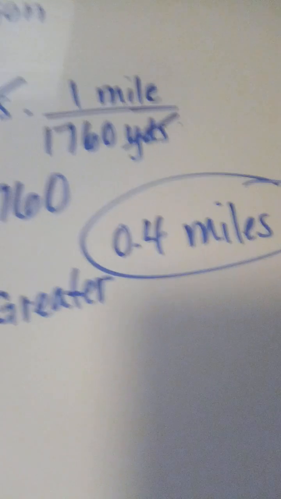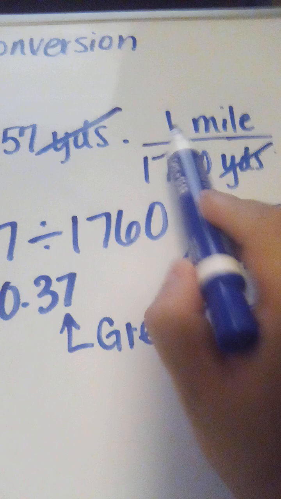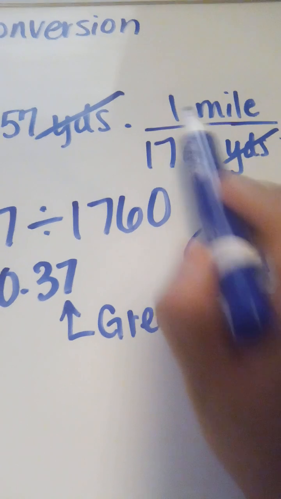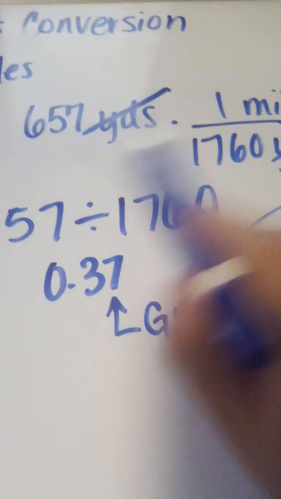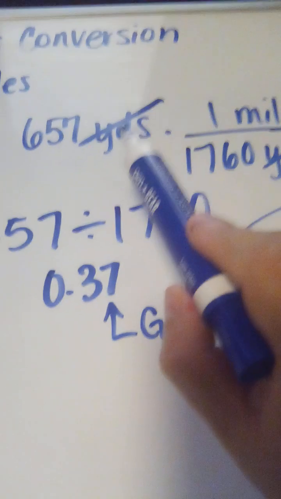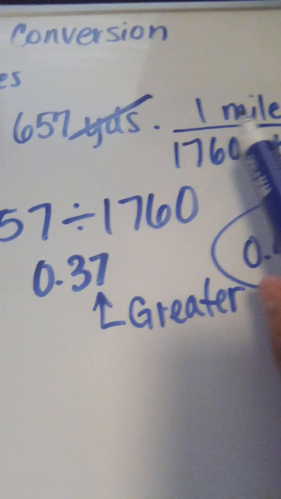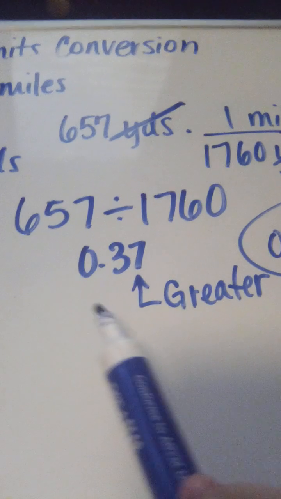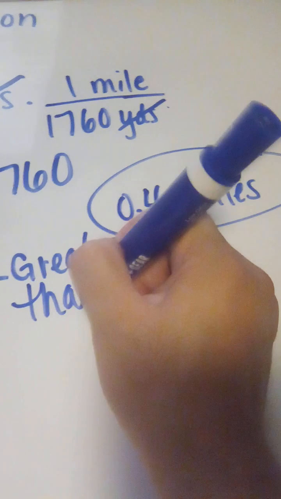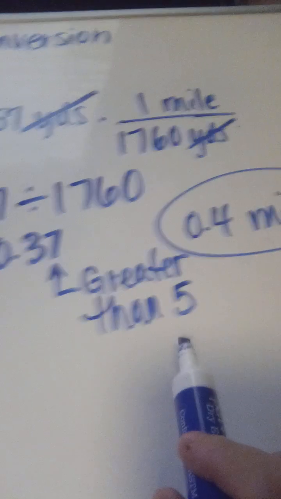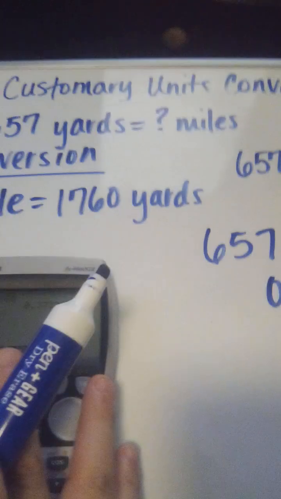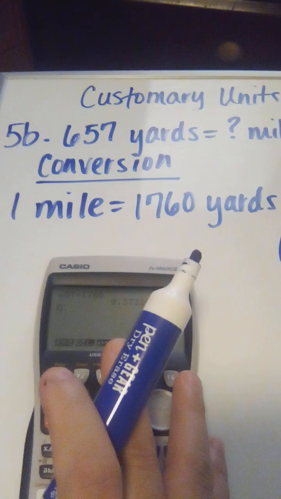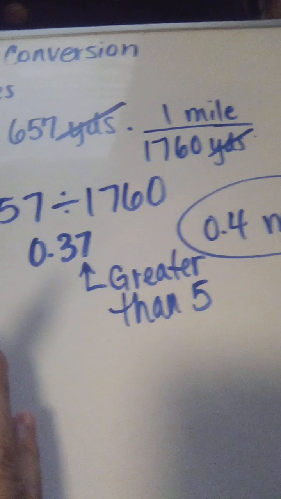So from the previous problem, the number was higher on the numerator than the denominator. So just basically multiply across. But in this problem, we had to divide because the numerator was smaller. And then this is how we get to this part. So that is our final answer. Any questions on number 5B?